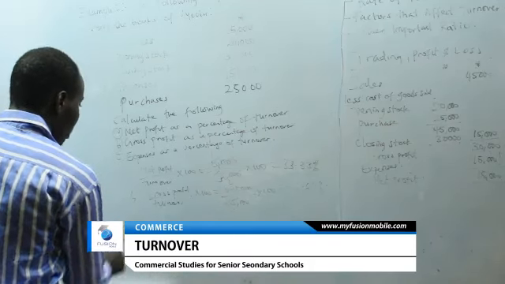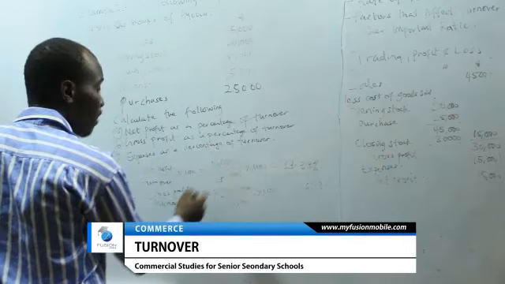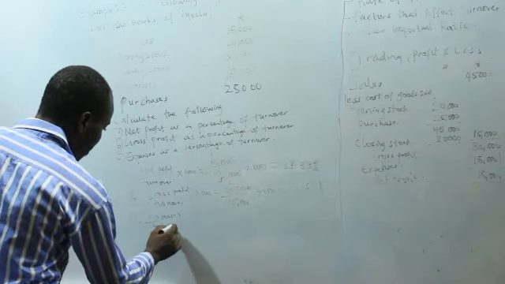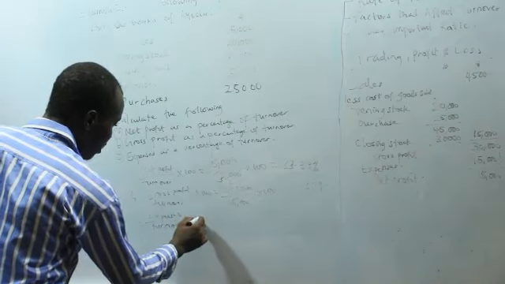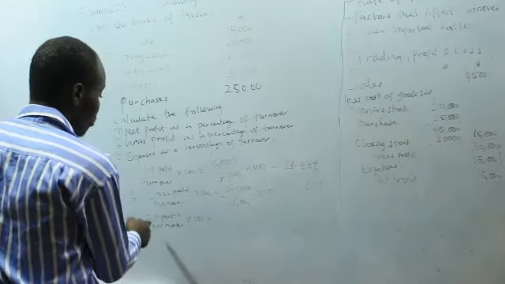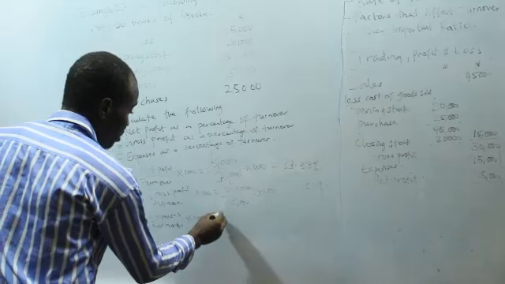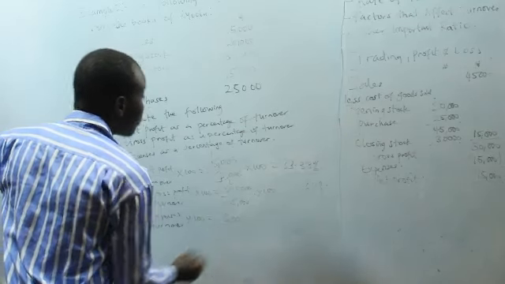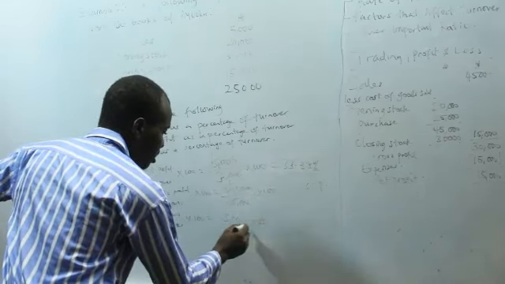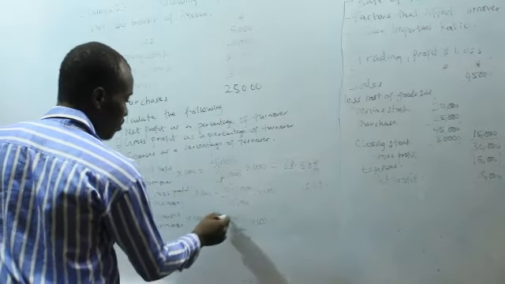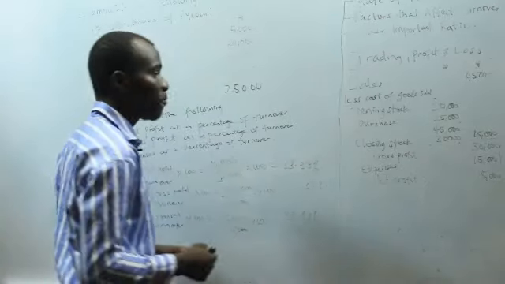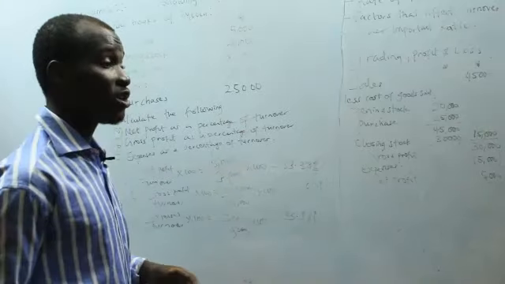Now C is expenses as a percentage of turnover. So that will be expenses over turnover times 100. Expenses is 15,000 naira over turnover, which is sales, 45,000 naira, times 100. Since it is similar to net profit over sales times 100, that gives us 33.33%. So I think we are done. This is how to calculate all other ratios in the period.